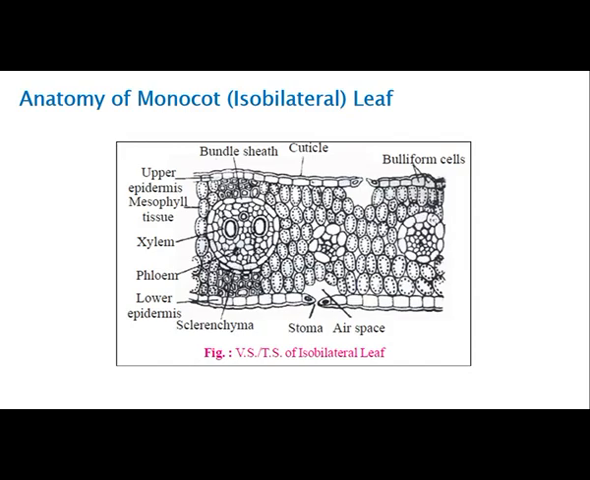So with this I came to the end of the different internal organization or the anatomy of the different parts, that is the monocot and dicot stem, the leaves and the root. So this was the anatomical constituent of all these parts. I will end this part of the video here. In the next part I will discuss the secondary growth.